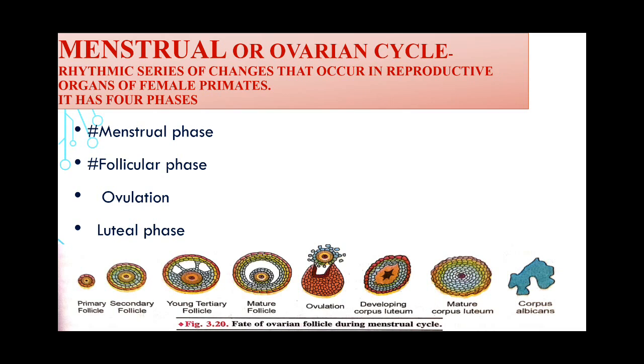Hence we can say that this ovarian cycle has four phases: menstrual phase, follicular phase, ovulation, and luteal phase. Now here you see the fate of the ovarian follicle during the menstrual phase, like the way you studied the follicular stages, which I made you learn in the last class. In the same way, for the fate of the ovarian follicle, kindly make a flow chart.